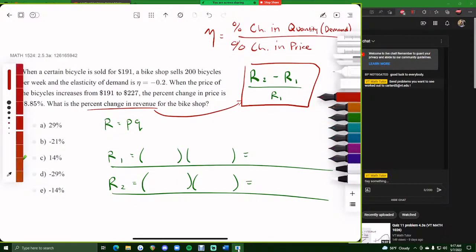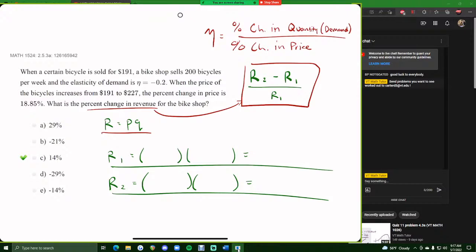So then the question is, how do we calculate revenue? We know that revenue is price times quantity. So what we want is the first price, the first quantity, second price, second quantity. Let's see what we can find in the problem right away. A bike is sold for $191. That's the first price. They sell 200 when the price is $191. That's our quantity 1. So we can find revenue 1 right away. I'll go ahead and find that. 191 times 200. We get 38,200.